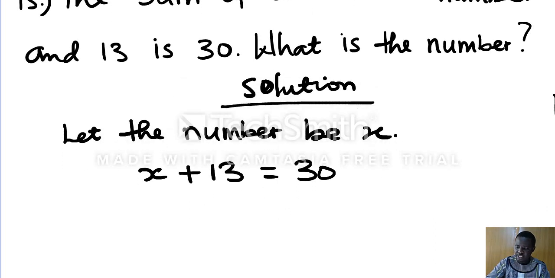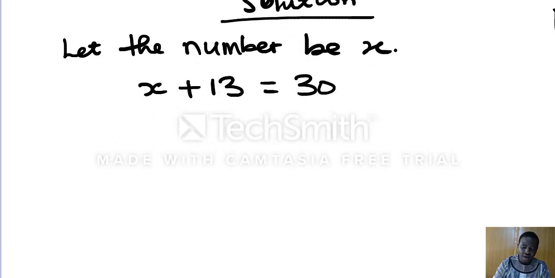So we can now solve this to get our value of x. So what is that number that when you add to 13 it gives you 30? So we are going to subtract 13 from both sides. I will always be doing the opposite of what has been done. If 13 is being added to the number, for me to get the number, I'm going to subtract 13 from both sides. If it is minus, I'm going to add 13 to both sides.